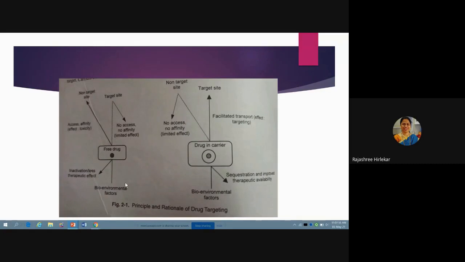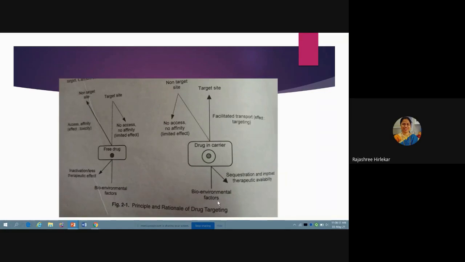The other thing is, what are the bioenvironmental factors? For example, acidity in the stomach, the microflora, the enzymes. These bioenvironmental factors also lead to inactivation or lead to less therapeutic effect. So these are the limitations which are associated with the free drug.